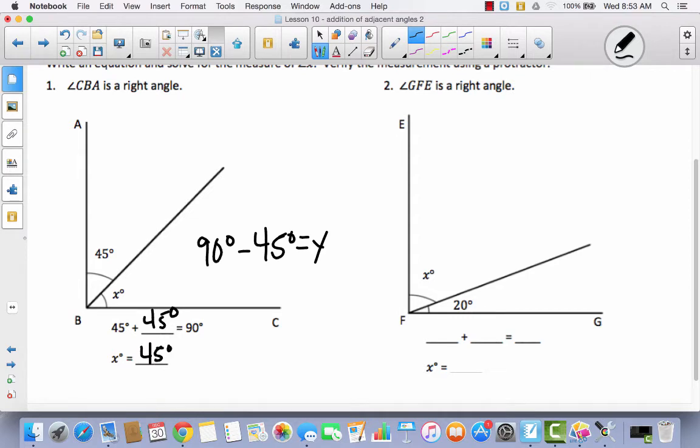All right, so let's see if we can do this one. See if you can fill out this equation by yourself and then come back. Hopefully you put x degrees plus 20 degrees equals 90 degrees because again it tells us that angle GFE is a right angle. So that tells me that together this is 90 degrees. So again 90 degrees minus 20 degrees equals 70 degrees. So x equals 70 degrees.